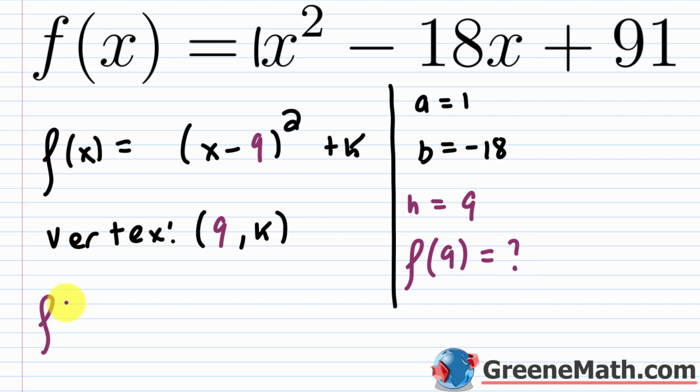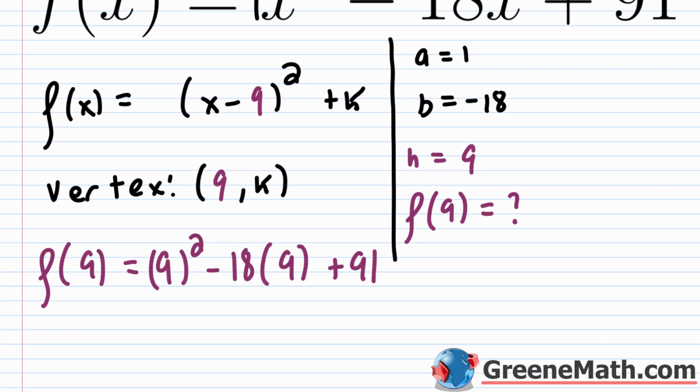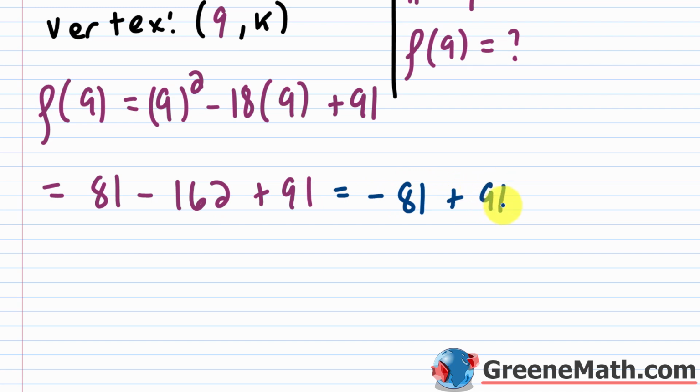So let's do f of 9 down here. This is equal to, you would have 9 squared minus 18 times 9, and then plus 91. Let me slide down here a little bit and say this is equal to 9 squared is 81. And then minus 18 times 9, that's 162, and then plus 91. So this right here, 81 minus 162, that's negative 81. And then you have plus 91. And so this is equal to positive 10.